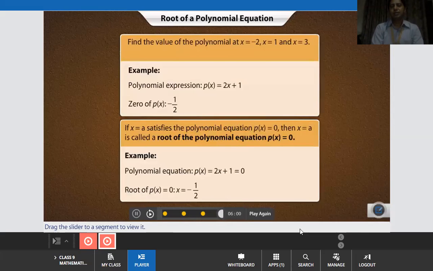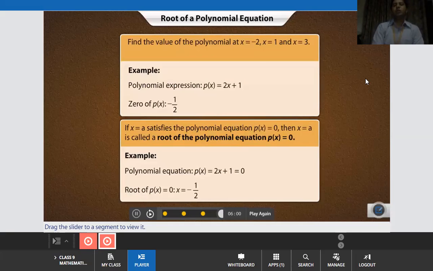This is a polynomial expression. Zero is -1 by 2, and this is an equation: x equals -1 by 2 is the root of the polynomial equation. There is no difference between the zero of a polynomial expression and the root of a polynomial equation.